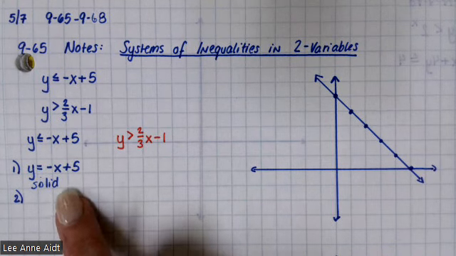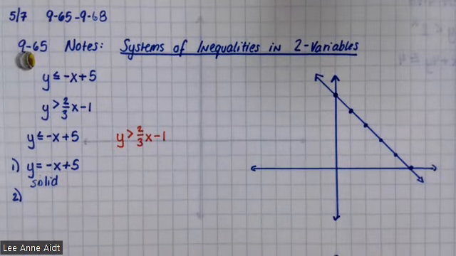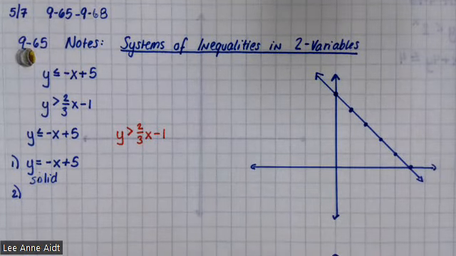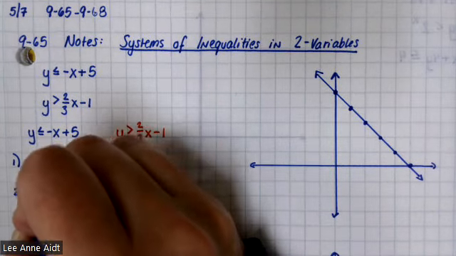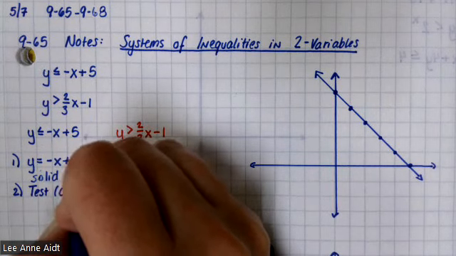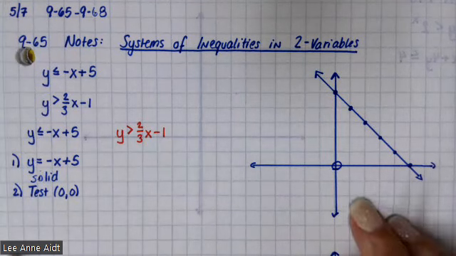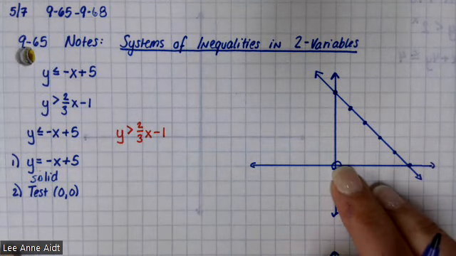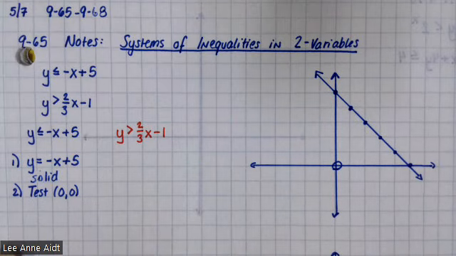Okay, so first step is pretend you have equals. Graph the line either solid or dashed. Step 2 is to test a point. I like to use 0, 0 if I can. Can I use 0, 0 in this problem? Yes. Test 0, 0. And if you need further clarification, I can use 0, 0 because it's not on the line. It's not one of the points on the line itself.